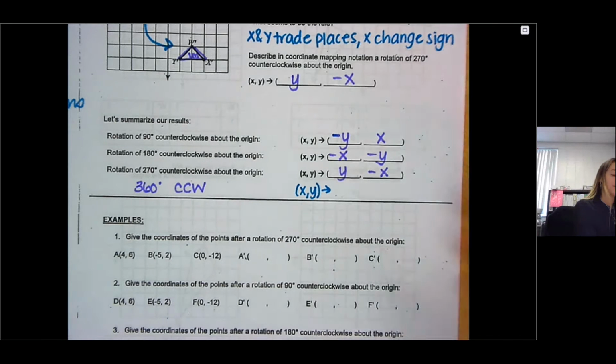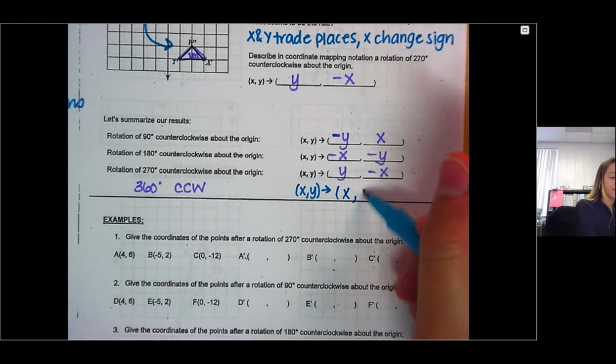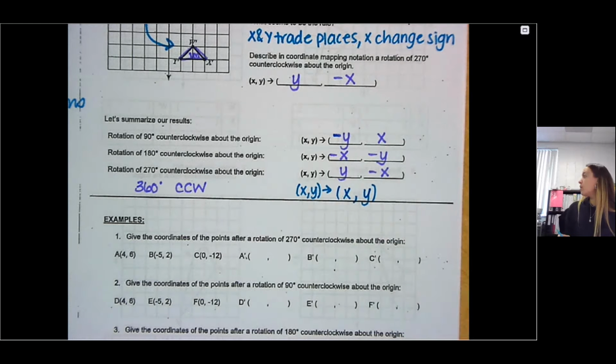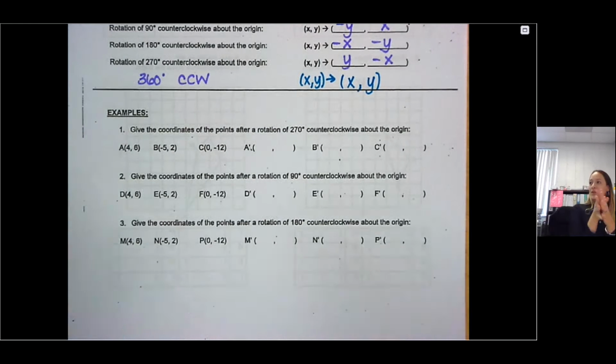Perfect. Hey, what's going on? Did Miss O'Brien get the carpet you had a week ago or whatever? Yeah. Okay. Thank you.